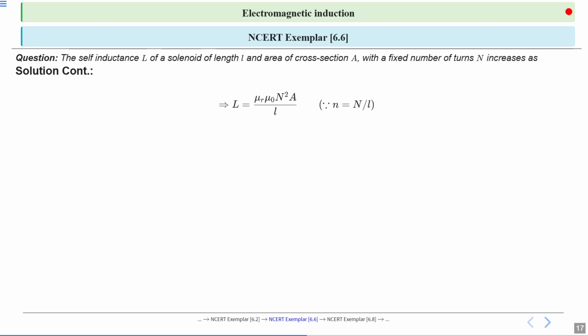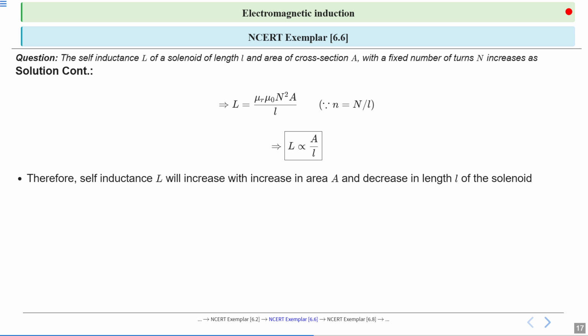Now the relative permeability of the medium is fixed, mu naught is constant, and N is also fixed, given in the question. So L is proportional to area upon length, because all other things are constant now. Self-inductance is proportional to area upon length. Therefore self-inductance L will increase with increase in area A, and it will also increase with the decrease in length L of the solenoid. So it will increase when area increases and length decreases.